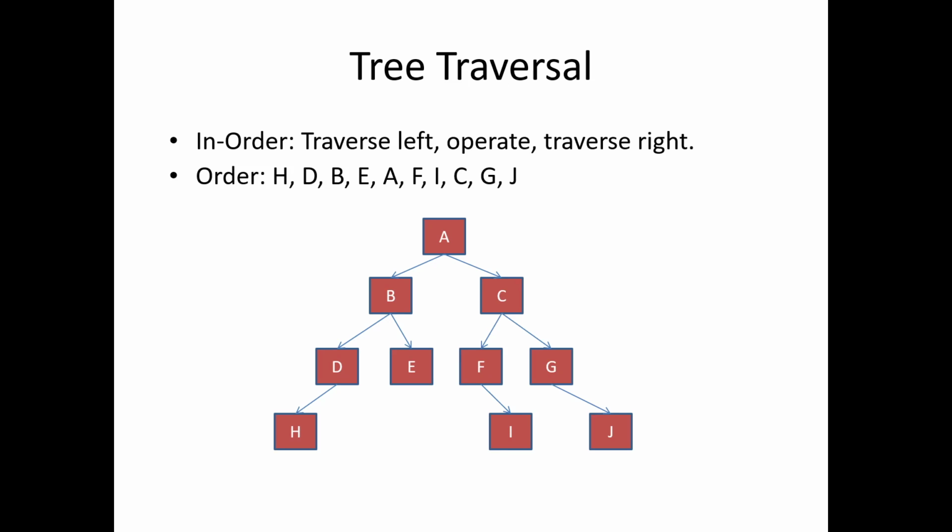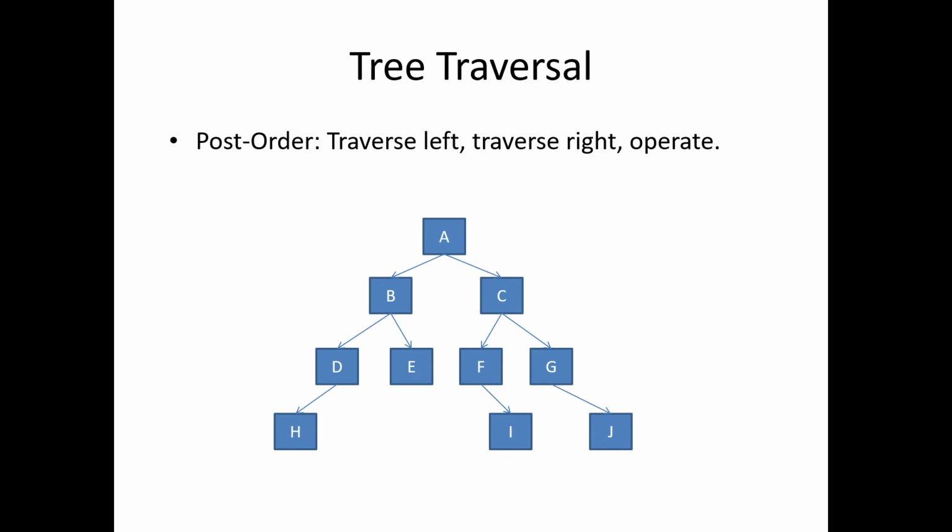So again, this order, if we read it out again now, the first output was H, D, then B, then E, then A, then F, then I, then C after that backtrack, then G, and then J. So this would be our in-order traversal. Let's try our last traversal now.